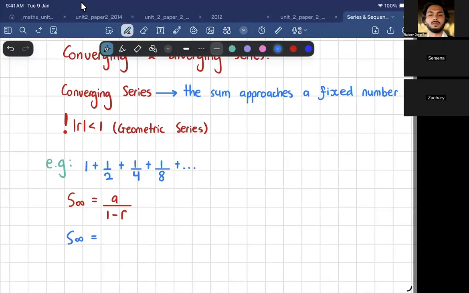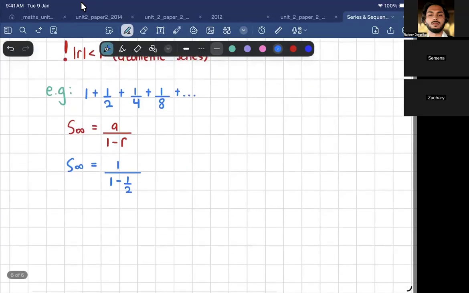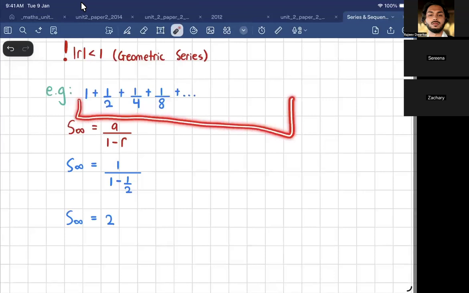So what's my first term for that series? 1. Right? And what is my common ratio? A half. Right. So 1 over 1 minus a half. So I get 2. So if you were to add up all the values to infinity, you'll get 2.